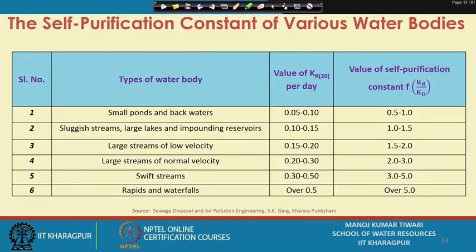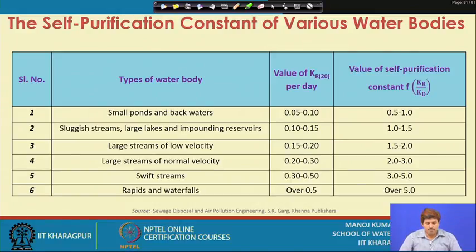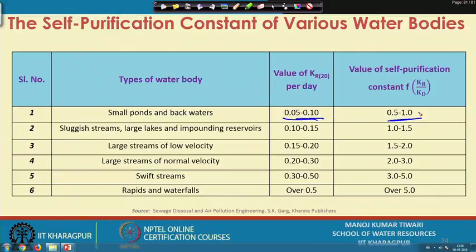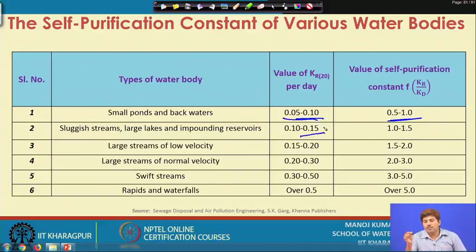Now, if you see the self purification constant of various water bodies, small ponds have a very low value of Kr. So, there the re-aeration coefficient, or the rate at which they get oxygen, is very low and their self purification coefficient also remains low. Sluggish streams, large lakes or impounding reservoirs have a higher value of Kr, and respectively a higher self purification coefficient.